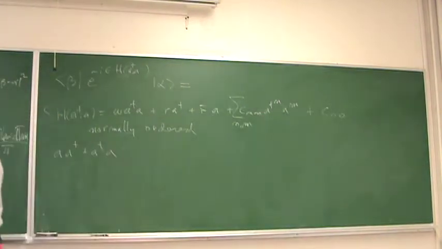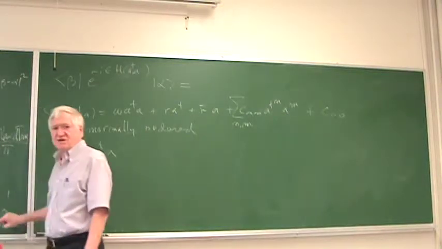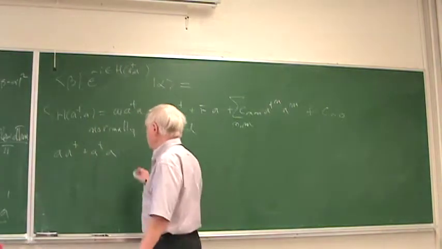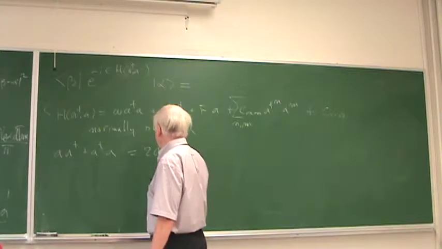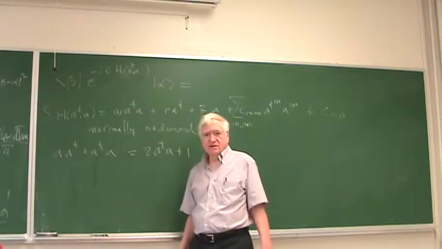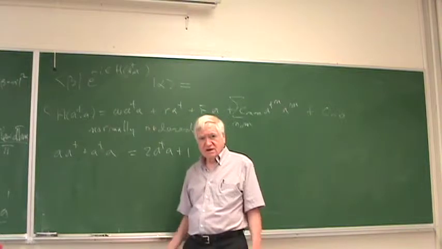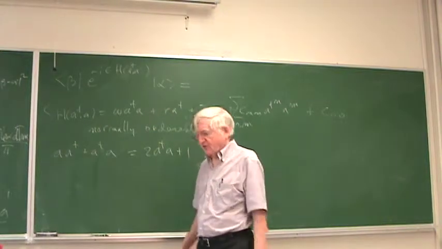This commutation relation is a minus a dagger a equals 1. And so when we have something that's not normally ordered, like a a dagger, we just write it as 1 plus a dagger a. So we make this substitution everywhere. And so this turns into 2 a dagger a plus 1. And that's how you normally order everything.